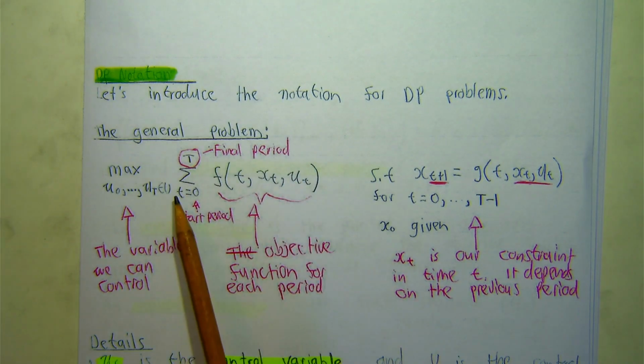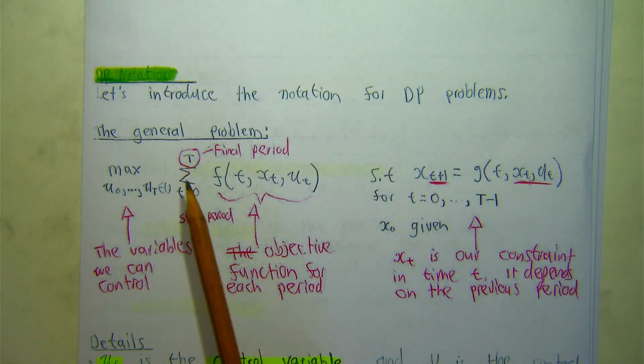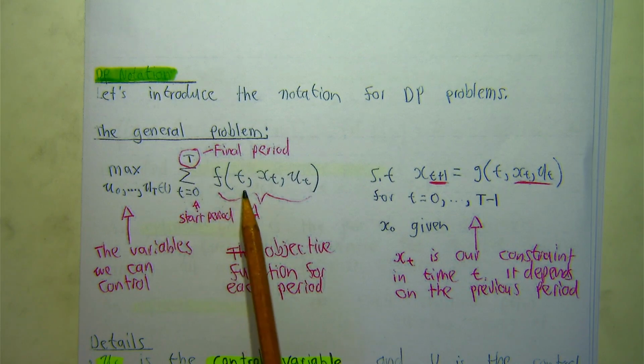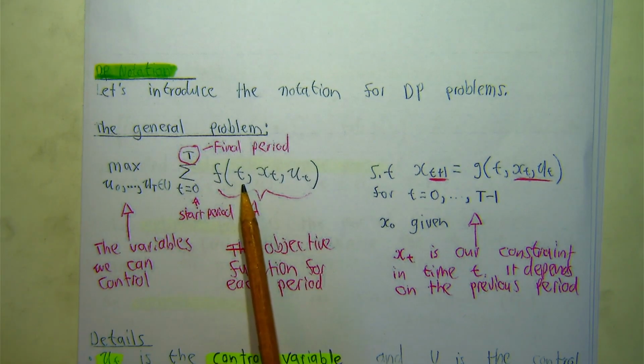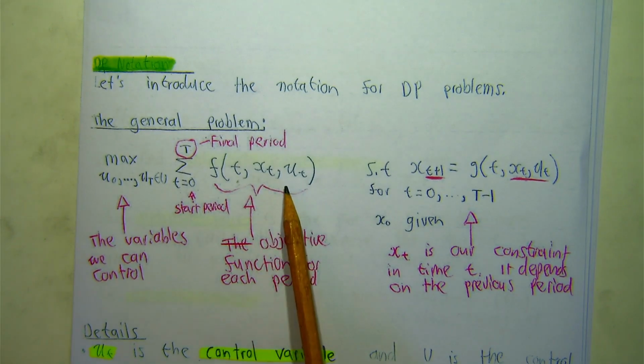And here it's summing in discrete time from time equals 0 to time equals T based on your objective function for each time period. Notice that your objective function within a time period can depend upon t, so your utility function can change across time. And it's being impacted by your state variable and your control variable.